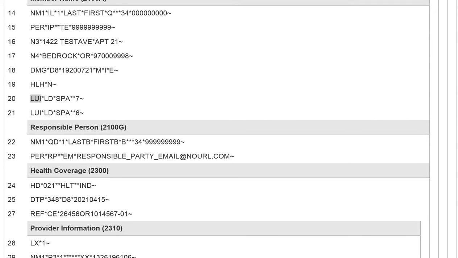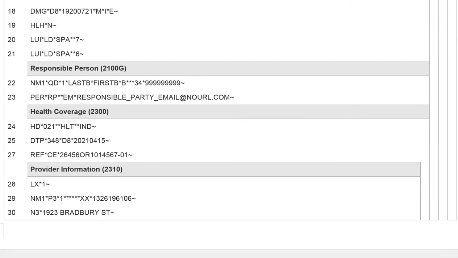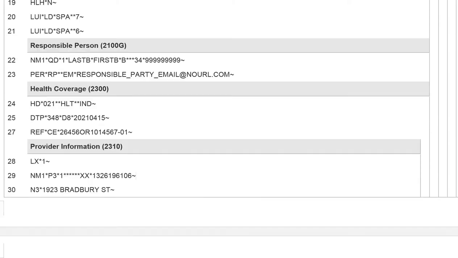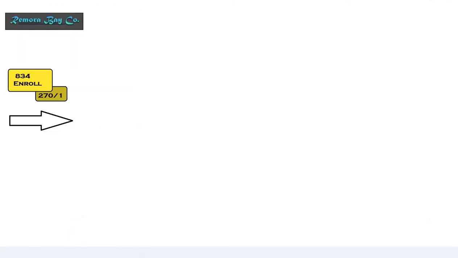We move on from there to the HD segment, which is the second important segment in the 834. This covers the coverage for the 834 enrollment. This particular example shows that the type of coverage is healthcare for an individual, and it gives your benefit begin date and your DTP*348 segment. If you go on beyond that point, you can see in the 2310 loop, there's an NM1*P3, which is your PCP or primary care physician, and then it goes over his information. So that's a pretty good overview of what the 834 transaction looks like.